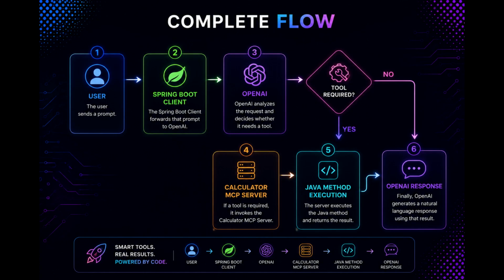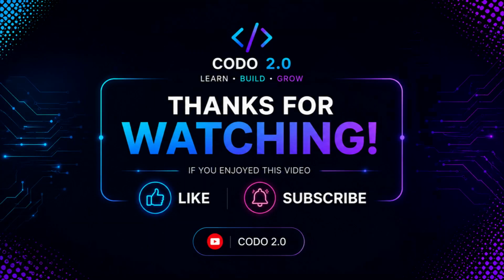The user sends a prompt. The Spring Boot client forwards that prompt to OpenAI. OpenAI analyzes the request and decides whether it needs a tool. If a tool is required, it invokes the Calculator MCP server. The server executes the Java method and returns the result. Finally, OpenAI generates a response using that result. This entire process happens automatically.